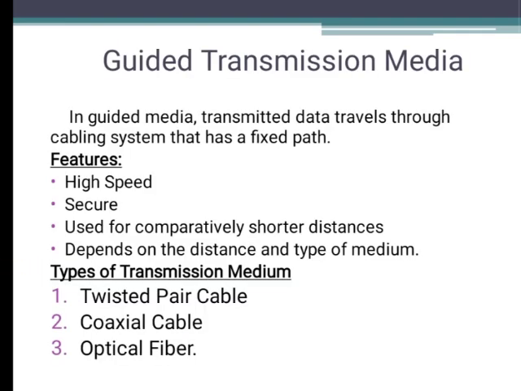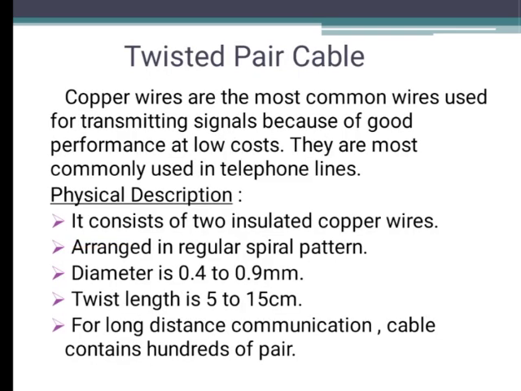Guided transmission media: the transmitted data travels through a cabling system that has a fixed path. Its features are: it has high speed, it is secure, and it is used for comparatively shorter distances. It depends on the distance and the type of medium. There are three types of transmission media. They are twisted pair cable, coaxial cable, and optical fiber cable.